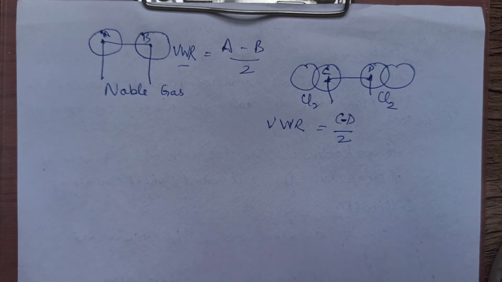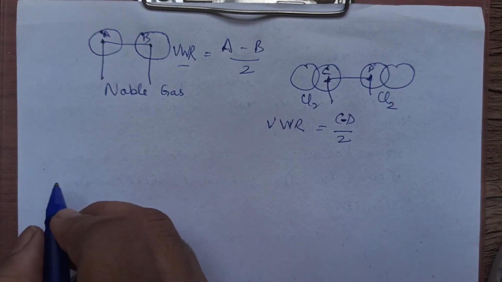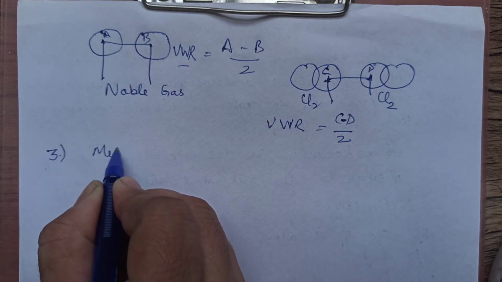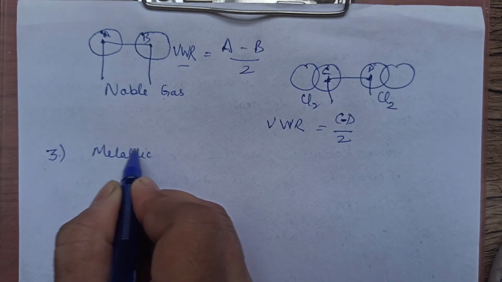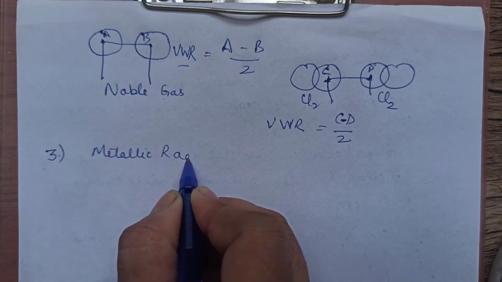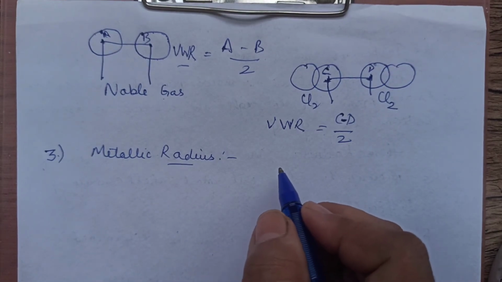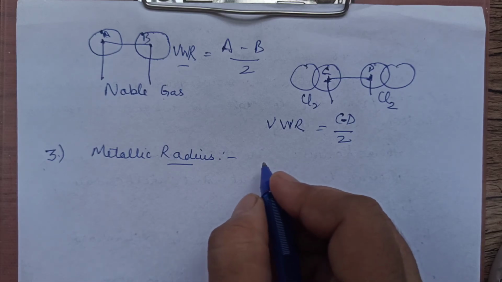So if I have to compare, I will say the Van der Waals radius is larger than the covalent radius. Not just comparatively, it is much larger than that. So this is one thing very clear. Let us take the third type of radius, the metallic radius. Whatever the name is, on that basis we can think what type of bond it will have. So what is the metallic radius?